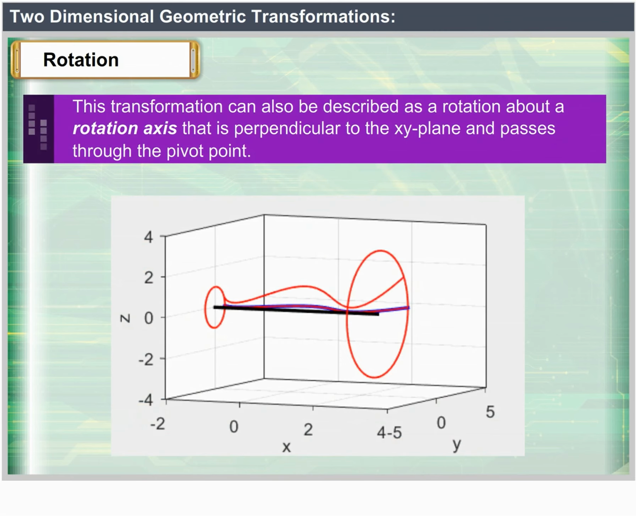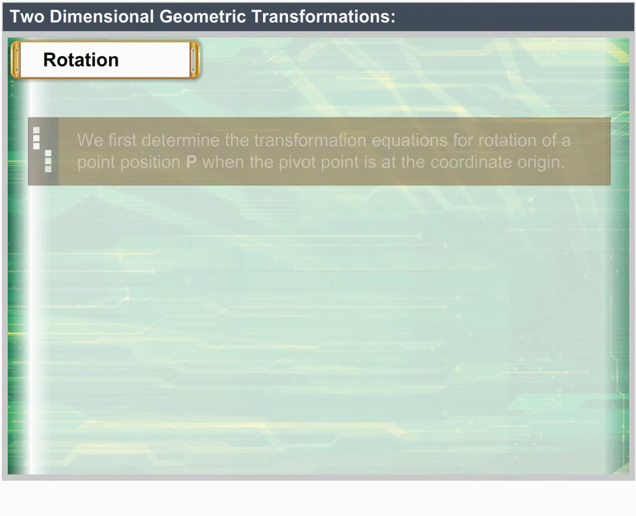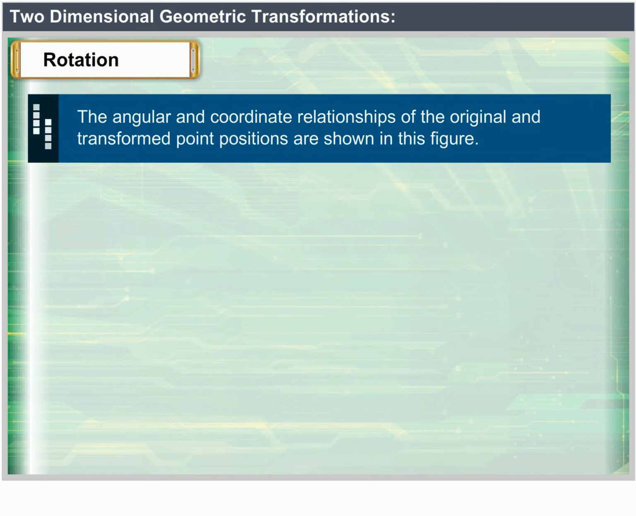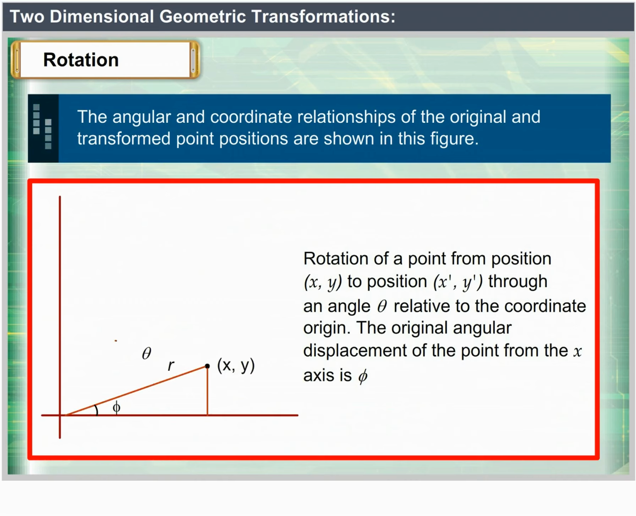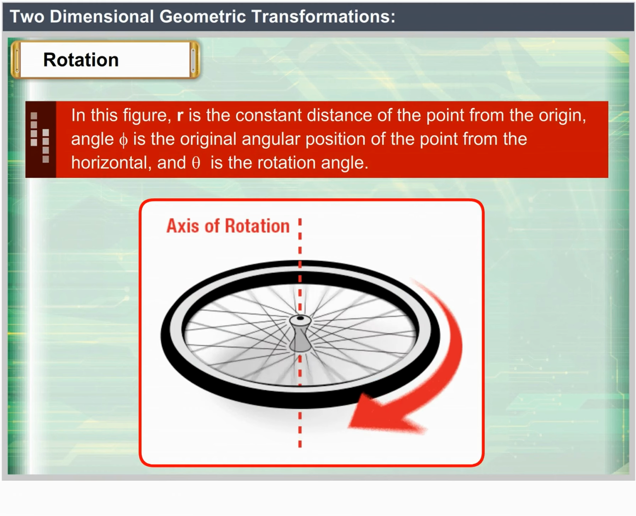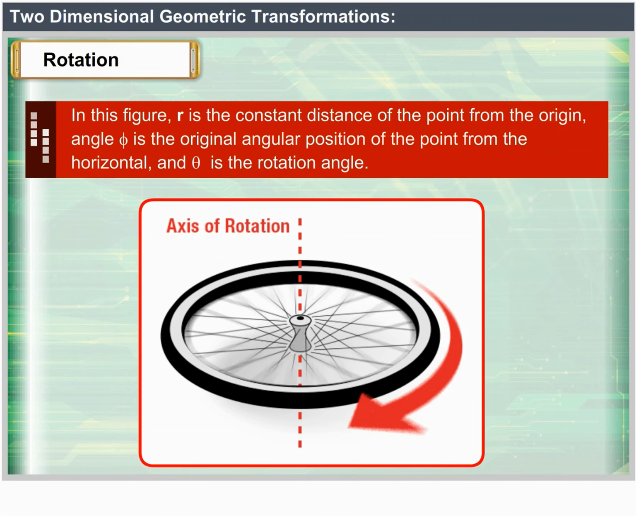We first determine the transformation equations for rotation of a point position P when the pivot point is at the coordinate origin. The angular and coordinate relationships of the original and transformed point positions are shown in this figure. In this figure, r is the constant distance of the point from the origin, angle phi is the original angular position of the point from the horizontal, and theta is the rotation angle. Using standard trigonometric identities, we can express the transformed coordinates in terms of angles theta and phi as shown below.